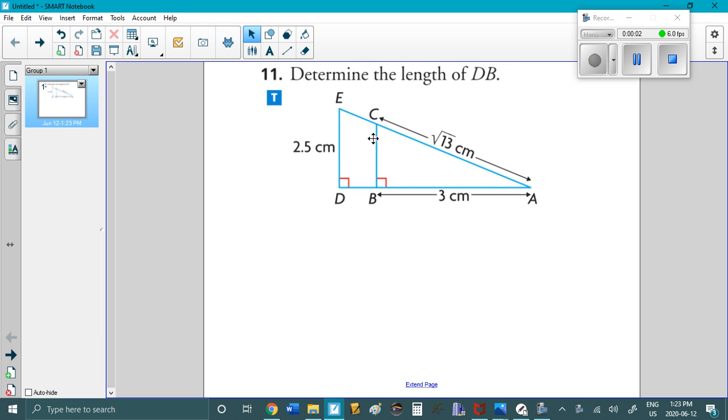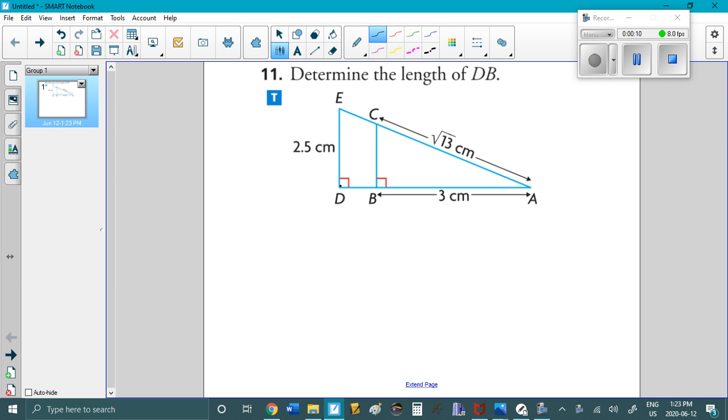Hi there, folks. I had a question about number 11 on page 381. We're asked to determine the length of DB. So that's just this little guy here.